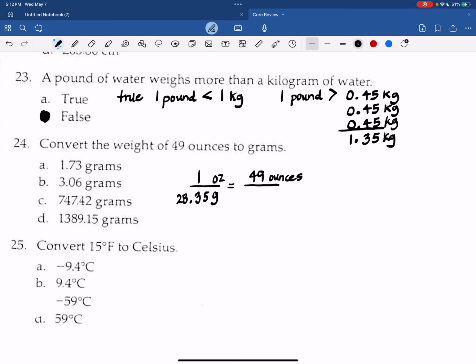Again, make sure that your ounces are all on the same row and your grams are on the other side, on the bottom or the top. They have to stay together. And here comes the peanut, where you mix those two. 28.35 times 49. I'm cheating. I'm using my calculator. Actually, it's not cheating because they didn't say I couldn't. And it's ugly. It's 1389.15.